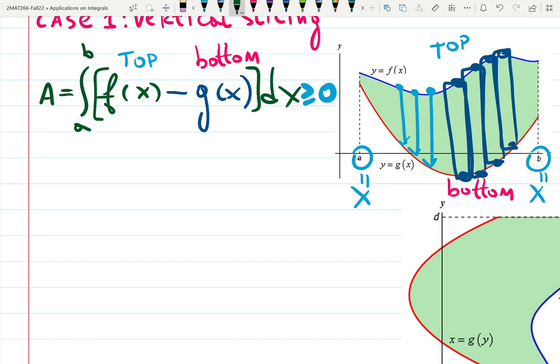Now we're going to have one more way of slicing. Skip some space, because I want to make more notes later. We're going to call it case 2. Case 2. That will be horizontal slicing.